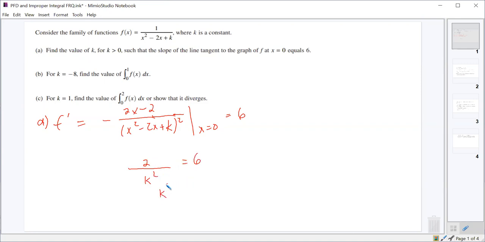Or what is that? k squared equals 1/3. Or k equals the square root of 1/3, or 1 over root 3. Could be negative also, but they say for k greater than 0, so you just want the one where it's positive.